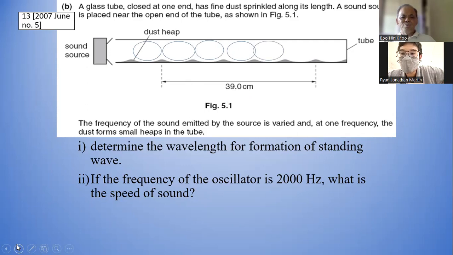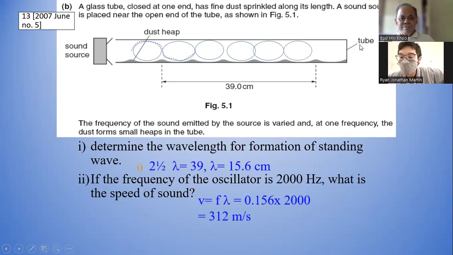Just draw. This is the node there. There's the node there. The antinode is between. So draw the waveform. From here to here is one wavelength. From here to here is another wavelength. This is half a wavelength. This is 2.5 wavelengths equals 39 cm. The wavelength is 15.6 cm. Okay or not?